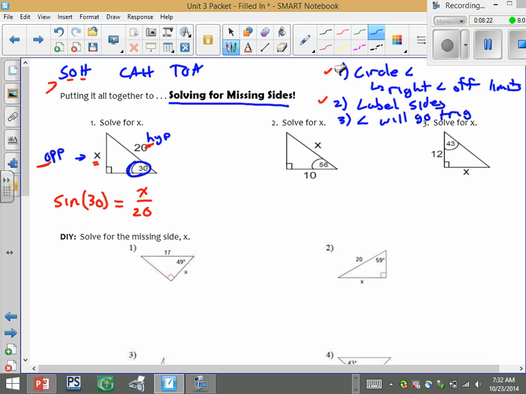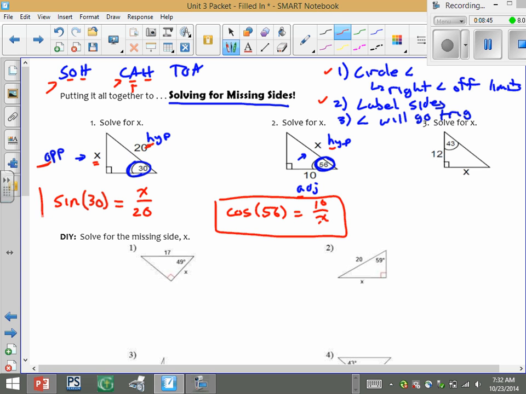Same thing for number 2. Step 1, circle the angle. x will be the hypotenuse, since we're crossing the right angle, and 10 is the adjacent side. So here we've got AH, and that plays out with the C. That's cosine. Drop your angle in, and then adjacent on top, which will be 10 over x. We'll start solving these in a later video. Right now it's just setting them up.